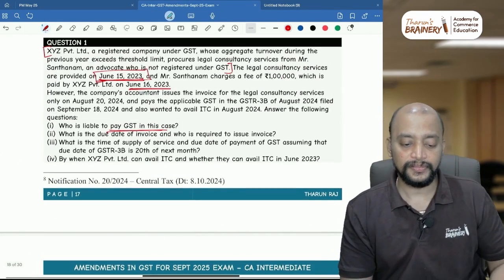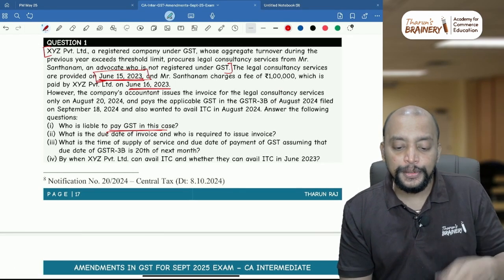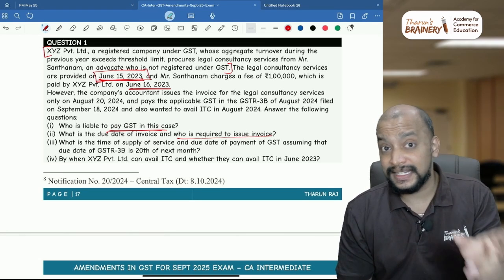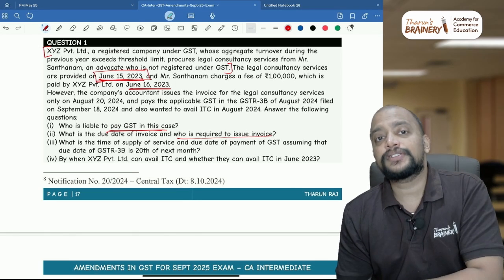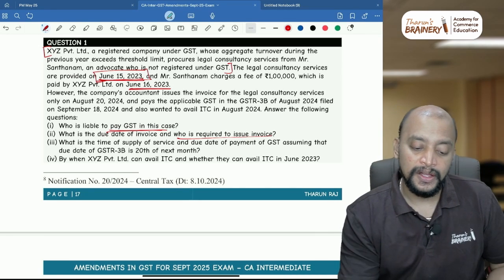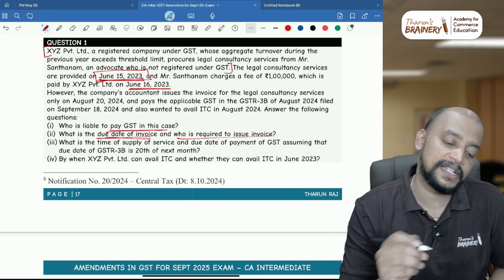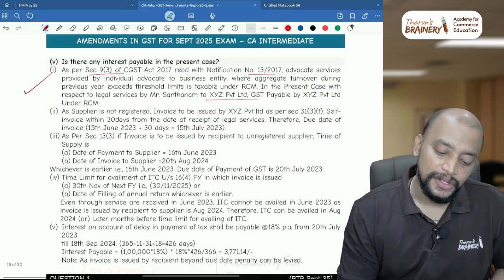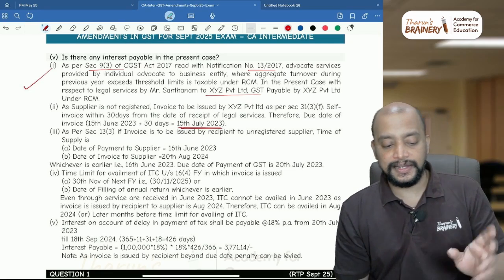Then second, what is the due date of invoice? And who is required to issue the invoice? As the supplier is unregistered and the recipient is registered, as per section 31(3)(f), the recipient has to give a self-invoice. What is the due date of invoice? Within 30 days from the date of receipt of goods or services, that is June 15, 2023 plus 30 days, that is 15 July 2023.